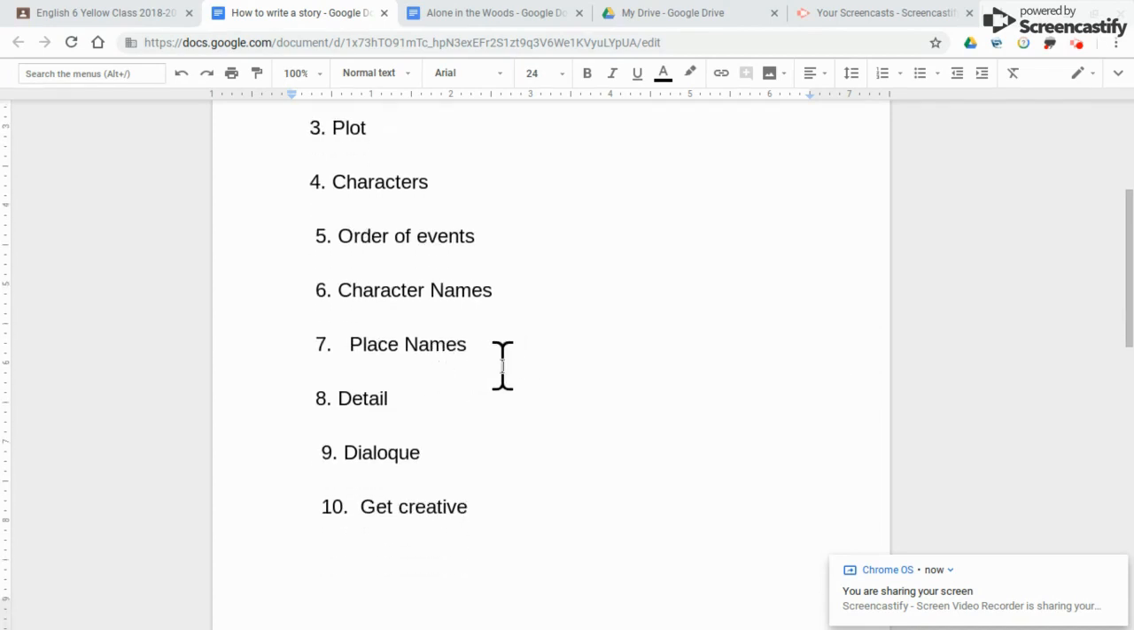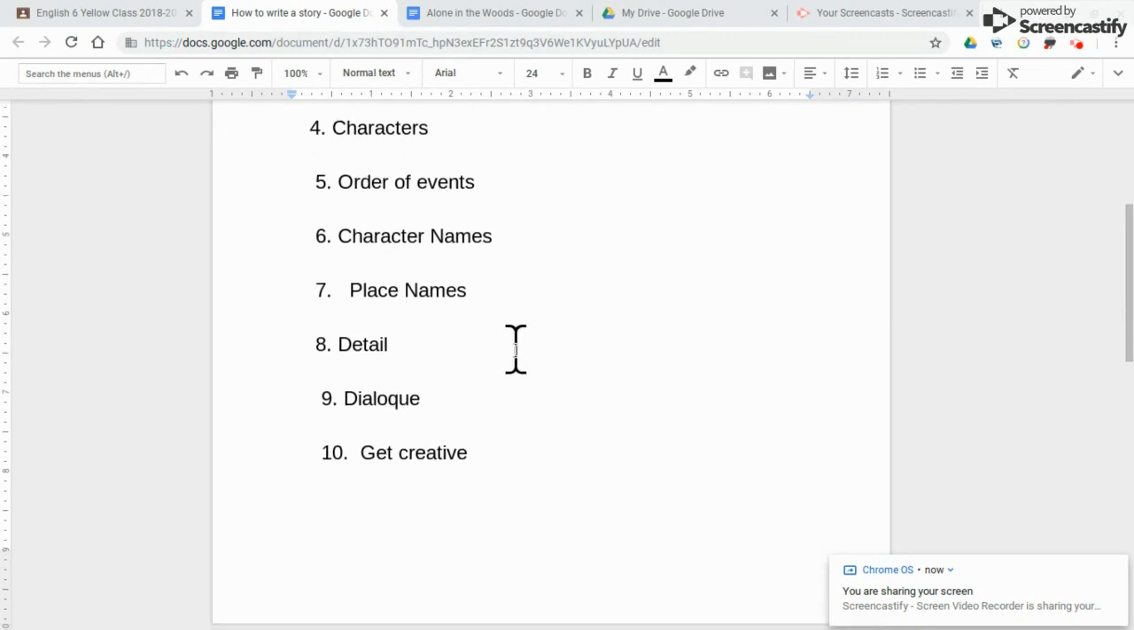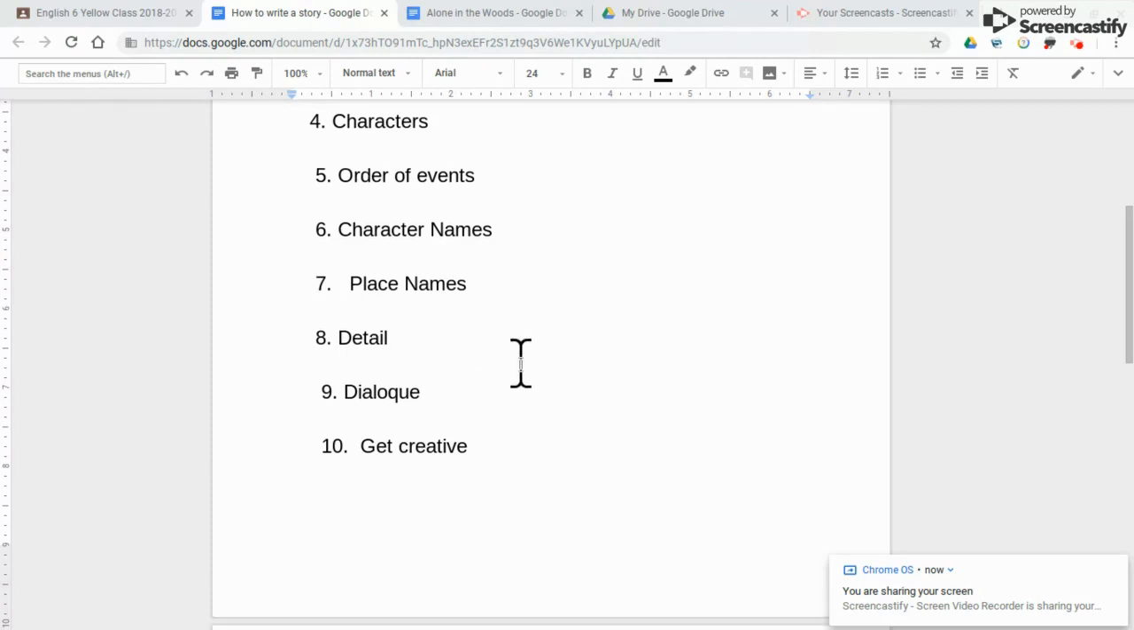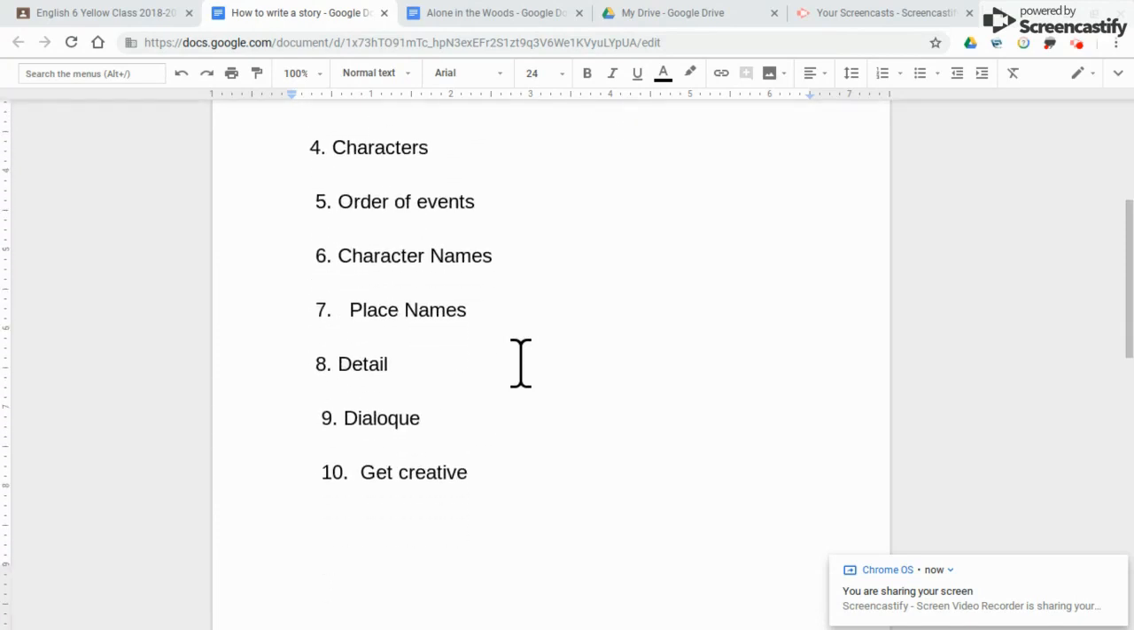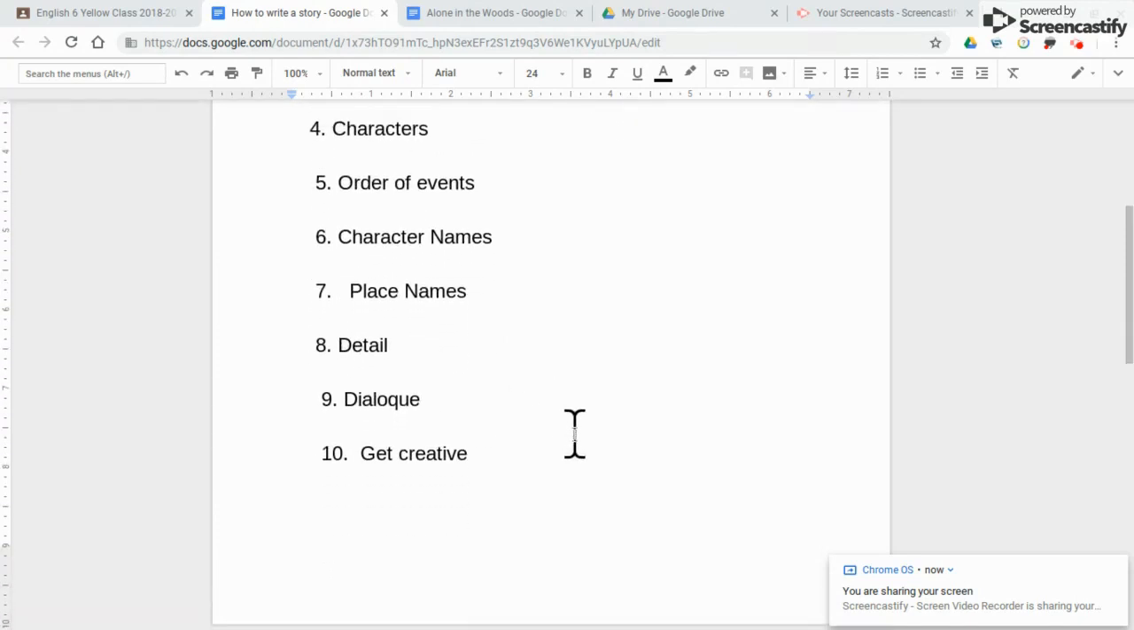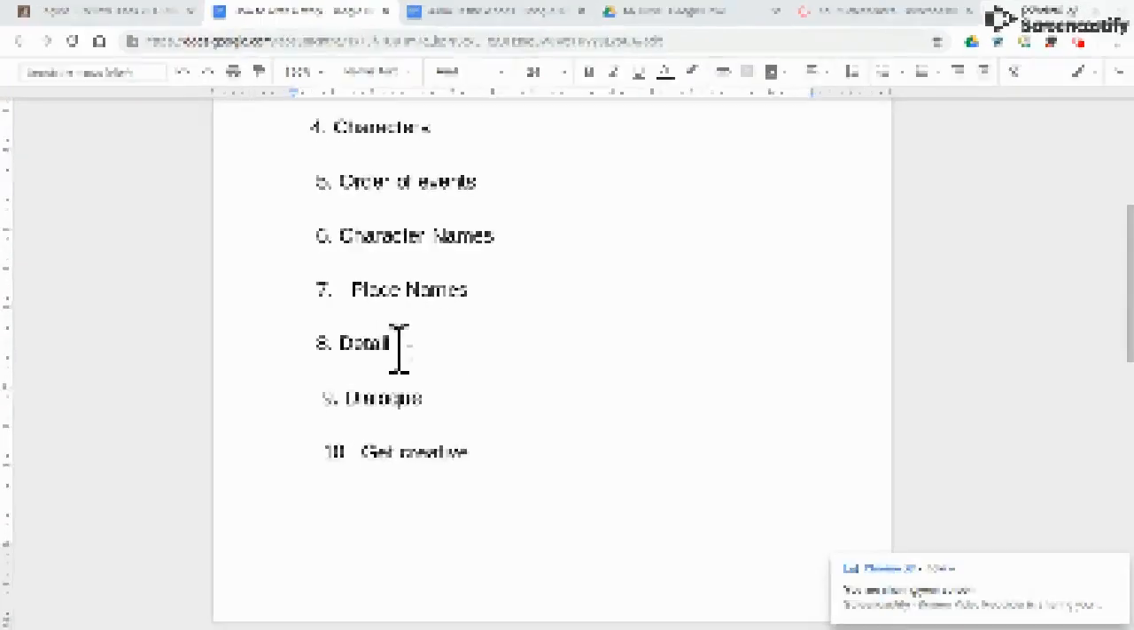Place names, maybe like a town or a city. Detail is description, basically, like what the character is wearing or what the town is like. Dialogue, what they're saying and how they're saying it. Getting creative. It kind of goes back to the detail. So, I finished the story. It's called Lost in the Woods.